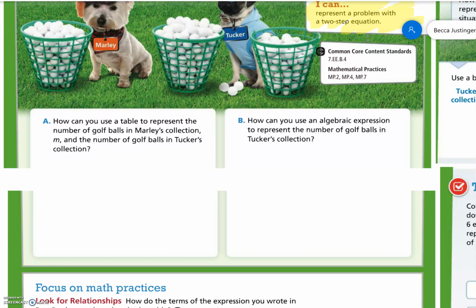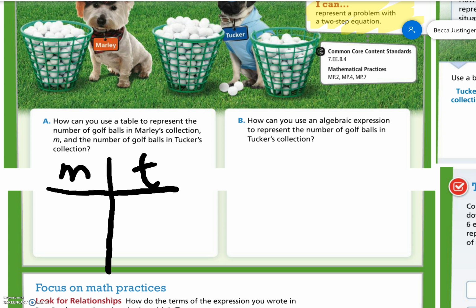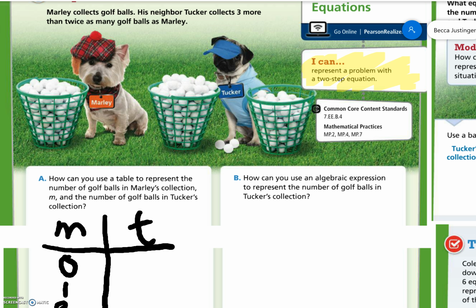So first I'll set up a table for you. We've got Marley's and we've got Tucker's. So let's say Marley collects 0, 1, 2. Using what you know about the relationship between Tucker and Marley, I want you to try and fill out the table. And then part B, I want you to write an algebraic expression to represent Tucker. So T equals, and we don't know how many Marley makes, but we can use M for that.